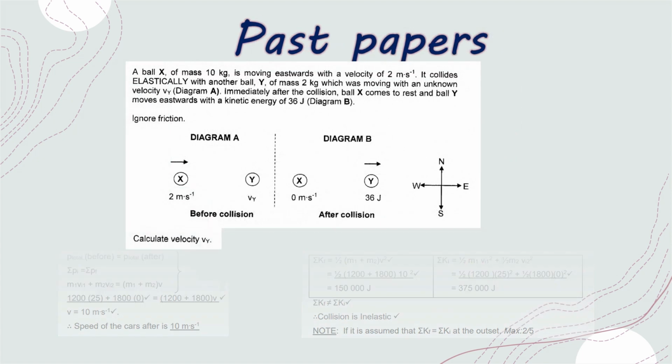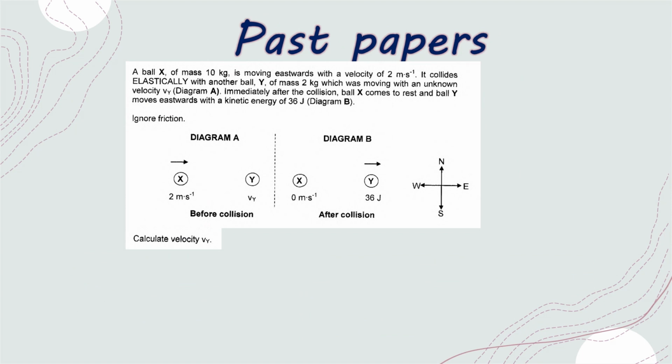This is an unusual example. A ball X of mass 10 is moving eastwards with a velocity of 2. It collides elastically with another ball Y of mass 2, which was moving with an unknown velocity. Immediately after the collision, ball X comes to rest and ball Y moves eastwards with a kinetic energy of 36. Calculate the velocity of Y.